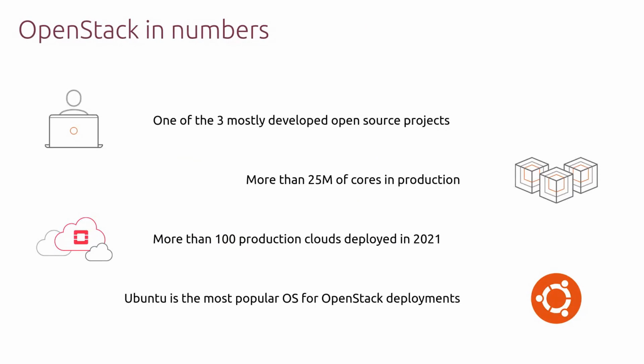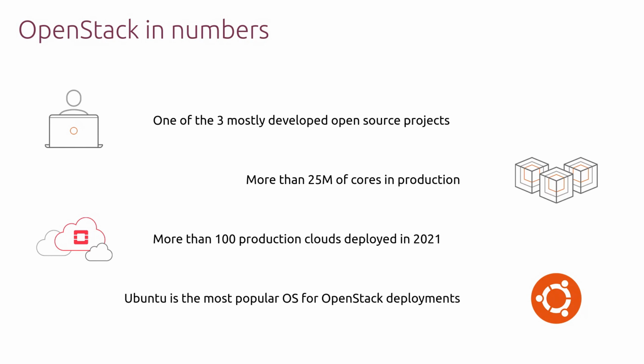Let's also have a look at OpenStack in numbers. According to the Open Infrastructure Foundation, OpenStack is one of the 3 most developed open source projects all over the world, and only 3 projects achieve this level of contribution: OpenStack, Linux kernel, and Chromium. There are more than 25 million cores running in production, and during the last year, more than 100 new production clouds have been deployed by various organizations all over the world.